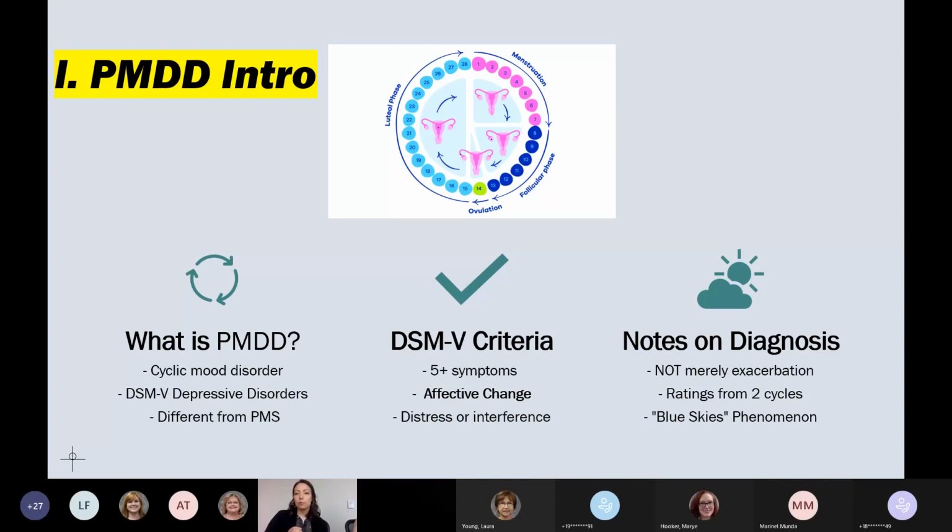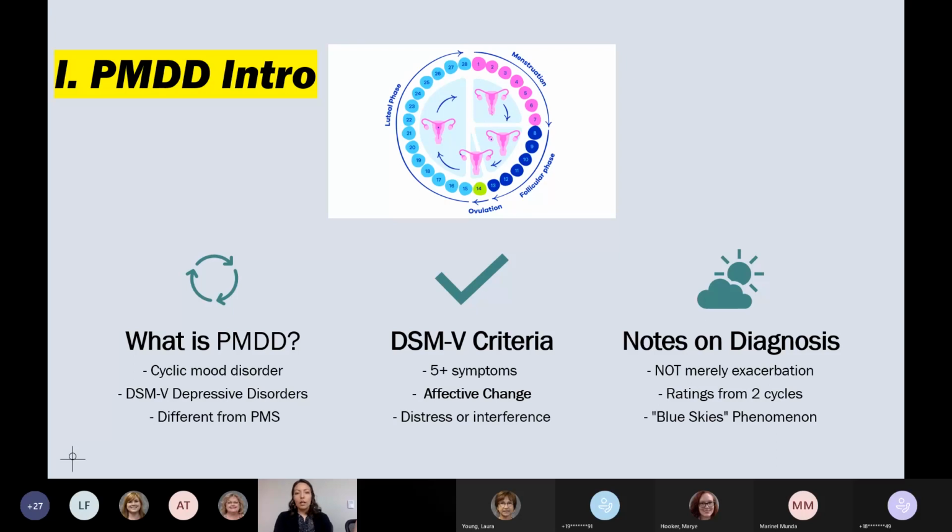Additional symptoms might include decreased interest in usual activities, concentration difficulties, lethargy, fatigability, differences in appetite or specific food cravings, sleep disturbance, the subjective sense of being overwhelmed or out of control. And then some common physical symptoms might be joint or muscle pain, breast tenderness, bloating, and weight gain. So that's the cluster of symptoms adding up to 5 or more. And then, of course, symptoms need to cause clinically significant distress or interfere with work, social activities, or relationships.